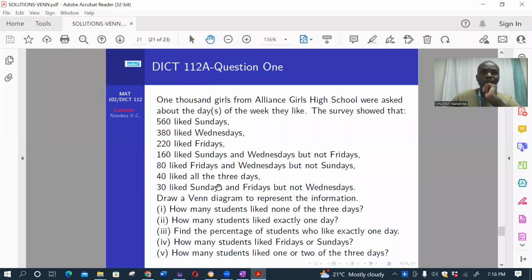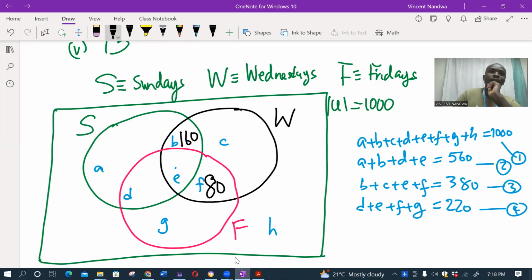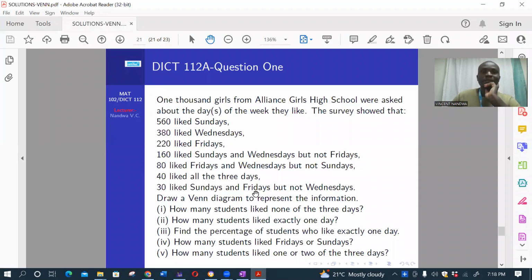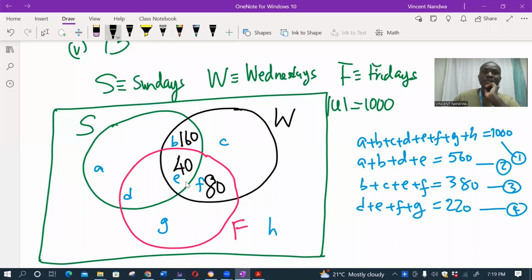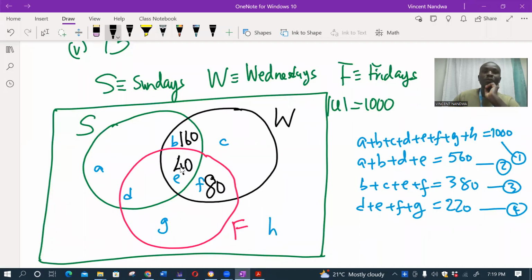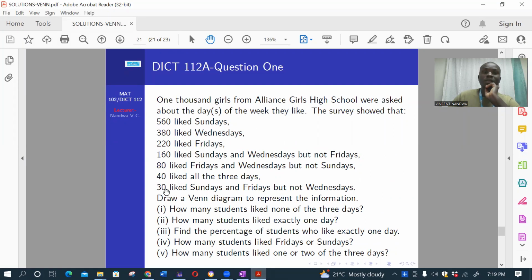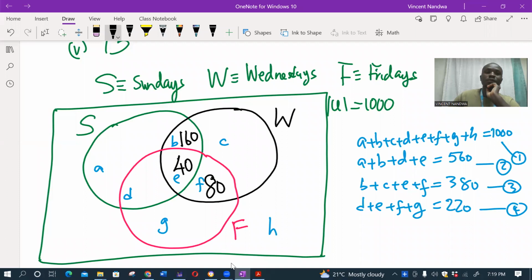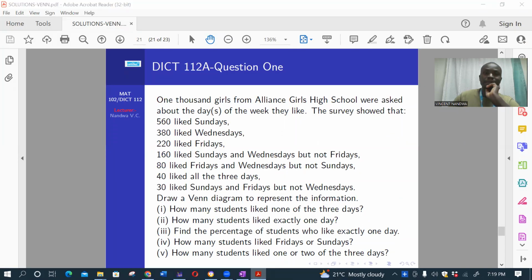And then 40 liked all the 3 days. To like all the 3 days means you are sitting in E. So this is 40. 30 liked Sundays and Fridays, S and F. S and F meet at E and D, but we don't want to be in W. So we remove E, because if we count E, we'll also be counted in W. So the part which represents 30 liked Sundays and Fridays, but not Wednesdays, is part D. So where there's D, we fill 30.